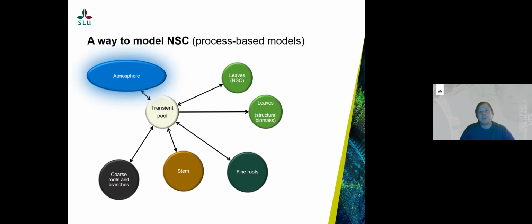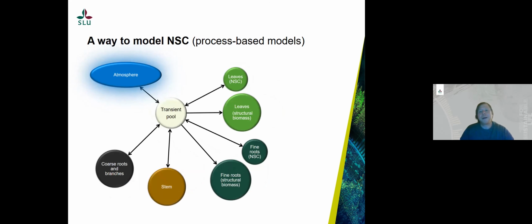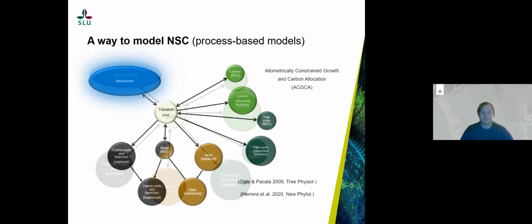While what we have done now to leaves, we can do the same thing to the fine roots. So we split up the fine roots component into a fine root structural biomass pool and a fine roots non-structural carbohydrates pool, exactly the same way as with the leaves. And then we're doing the same thing with stem and coarse roots and branches.